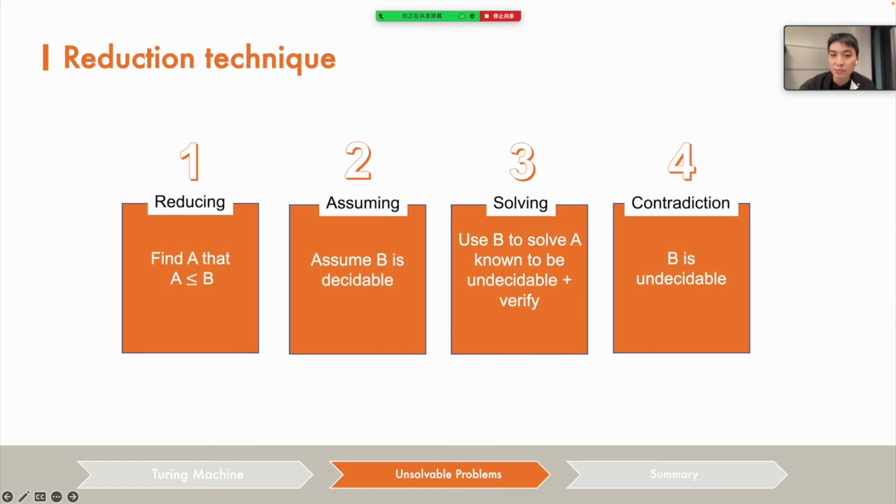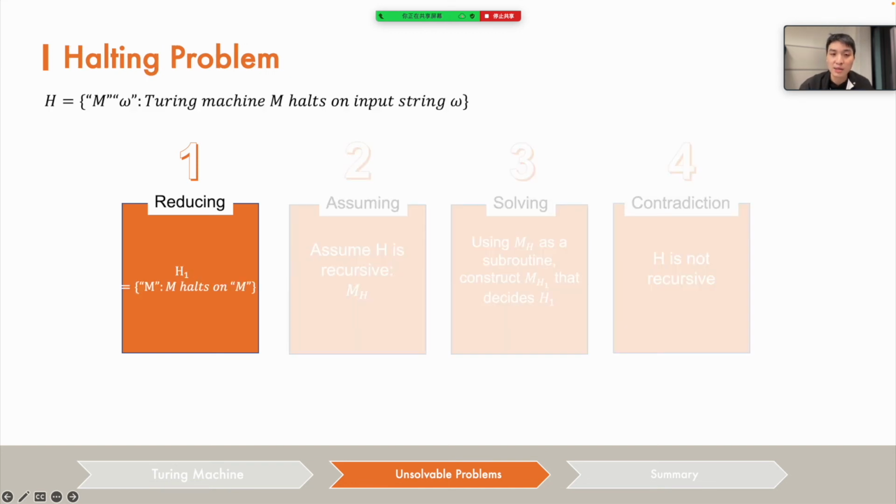To prove a problem is undecidable, we use the reduction technique. First, we find a problem A that can be reduced to B. Second, assume B is decidable. Third, use B to solve A, which is known to be undecidable. Finally, we can prove B is undecidable. Okay, then we use a halting problem to illustrate how to use the reduction technique.